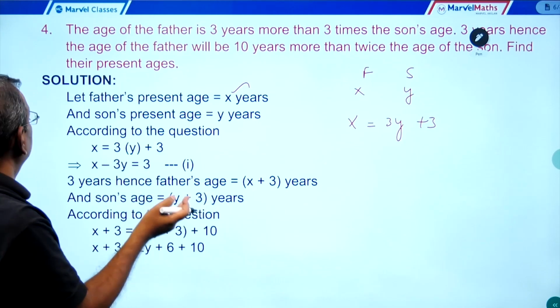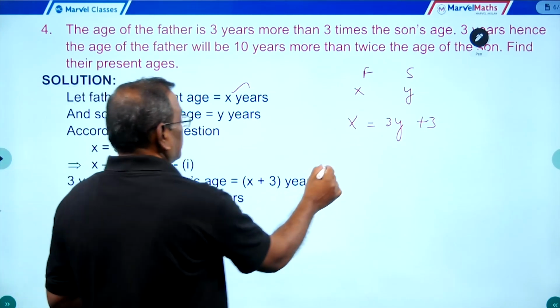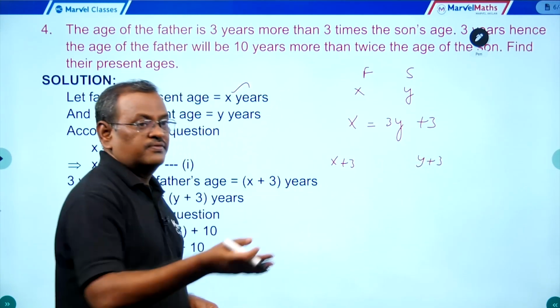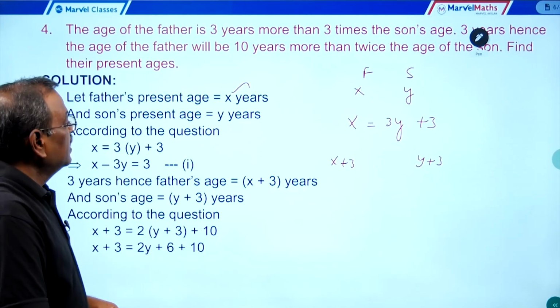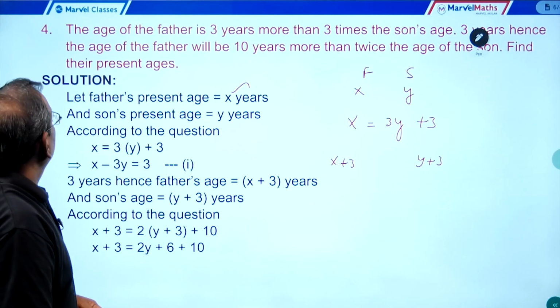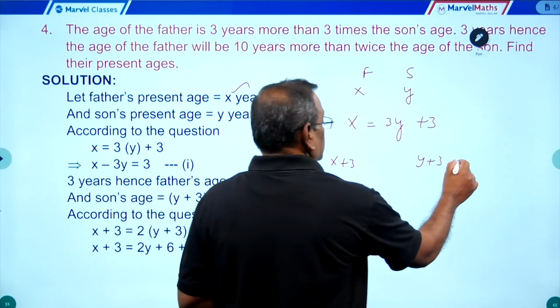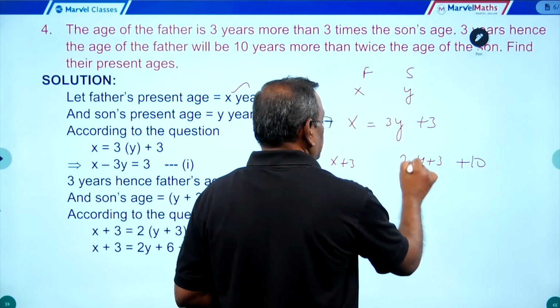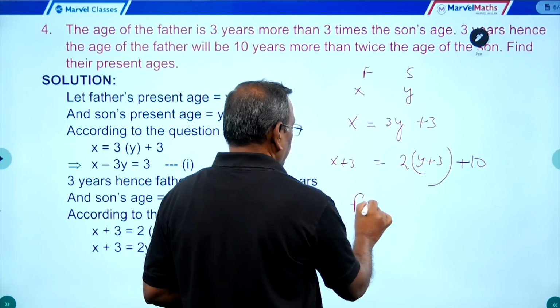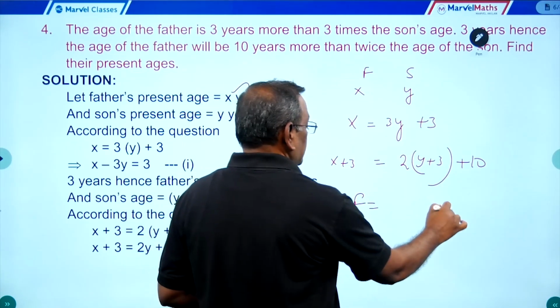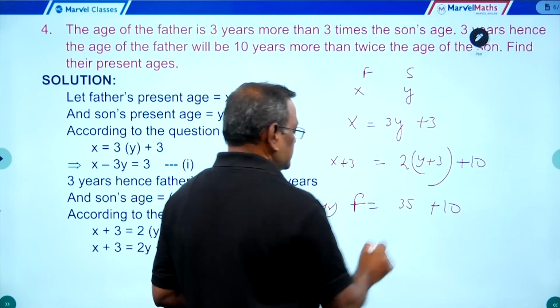And 3 years hence, the age of father. After 3 years, what is the father's age? x plus 3. What is the son's age? y plus 3. 3 years hence means after 3 years, father's age will be 10 years more than twice the age of son.